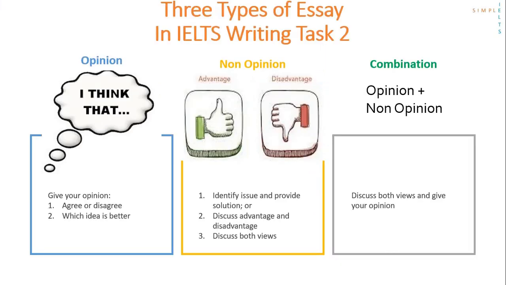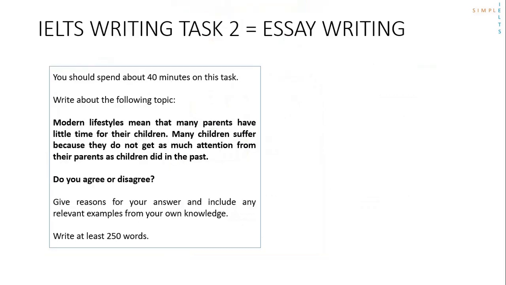Today I will be discussing three types of essay in IELTS Writing Task 2, which are opinion, non-opinion, and a combination of opinion and non-opinion. First of all, I would like to provide you a brief explanation of what IELTS Writing Task 2 is. So essentially, it is essay writing. For example, we have to write down an essay about a topic.